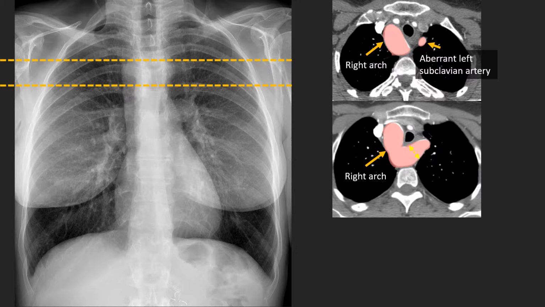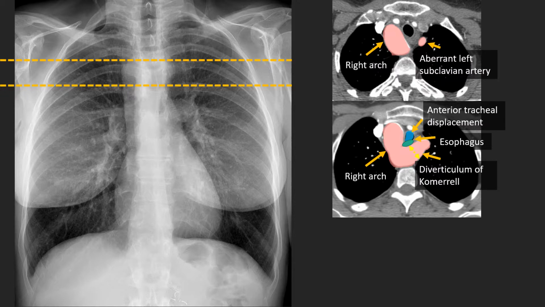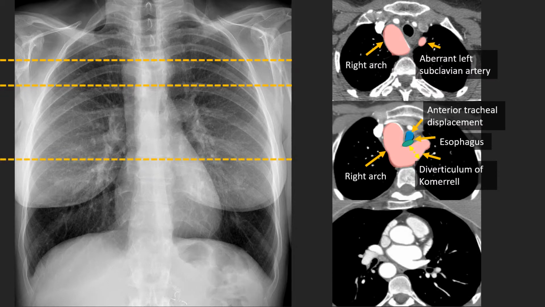When dilated, this is known as a diverticulum of Kummerow. This dilation is what deviated the trachea anteriorly on that lateral view. And look at the poor esophagus, which is smushed between the trachea, which is being displaced anteriorly, and the dilated aberrant left subclavian artery. At the level of the heart, we notice how the aorta is seen to be descending on the right, which is why we do not see the normal left-sided descending aortic stripe on the frontal view.